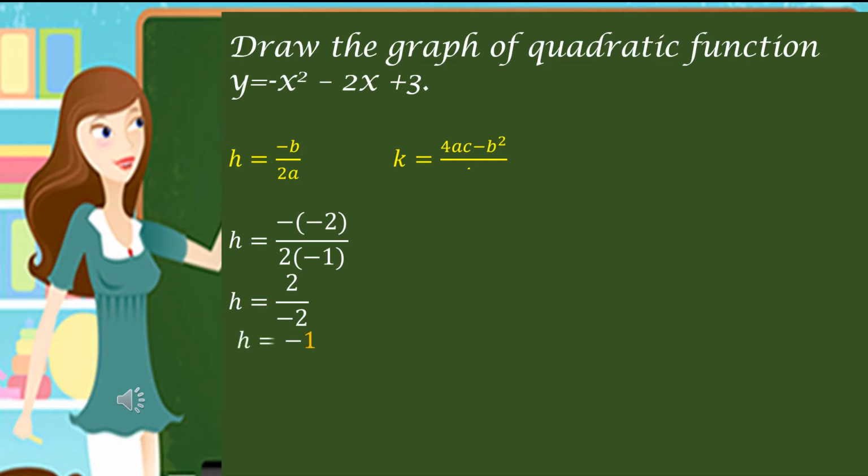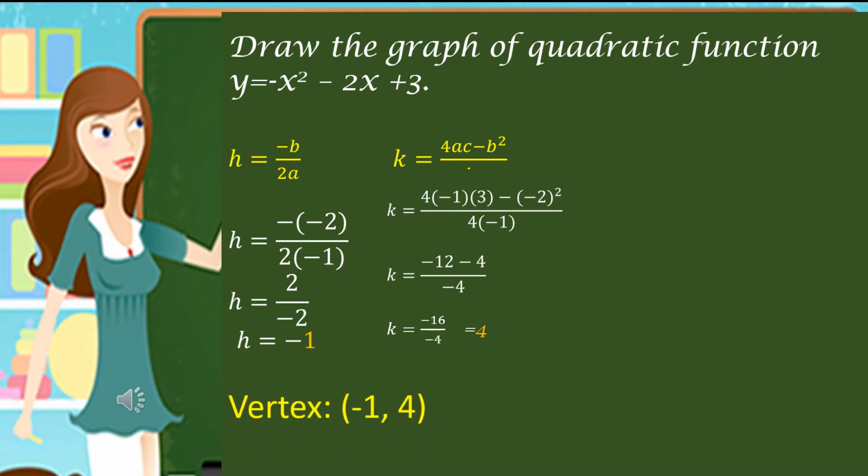Let's proceed to k. K is equals to 4 times negative 1 times 3 minus negative 2 squared divided by 4 times negative 1. Then simplify, k is equals to negative 12 minus 4 divided by negative 4, then simplify negative 16 divided by negative 4, the value of k is 4. So our vertex is negative 1, 4.